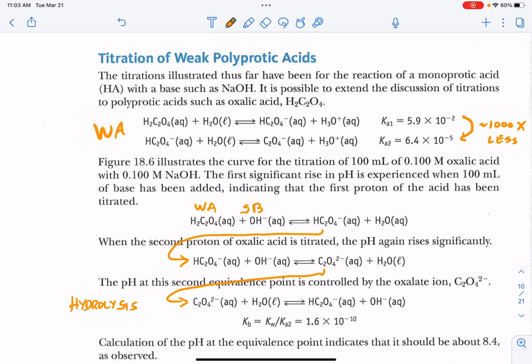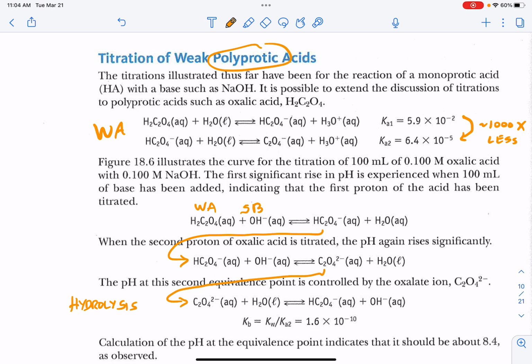This screencast is a continuation of the previous one having to do with titrations of acids and bases. What if the acid that we are titrating is polyprotic? And the logic in this paragraph is the same if we were doing a polyprotic base. Just everything would be reversed, so to speak.